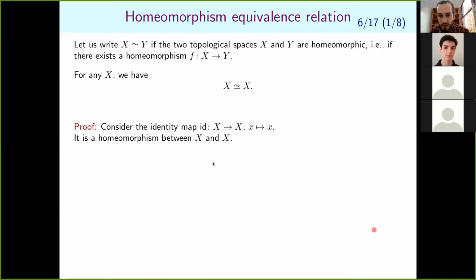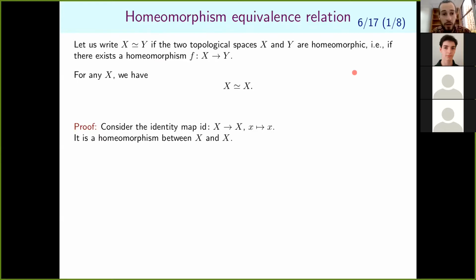Being homeomorphic is an equivalence relation between topological spaces. Let me explain what that means. From now on, if two topological spaces are homeomorphic, I will write X equal to Y. As it is, it does not make sense. We should specify what topology we are given on X and Y, but to write it more simply, I say X equal to Y.